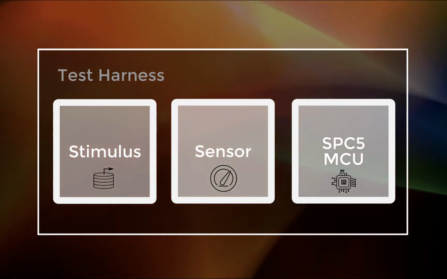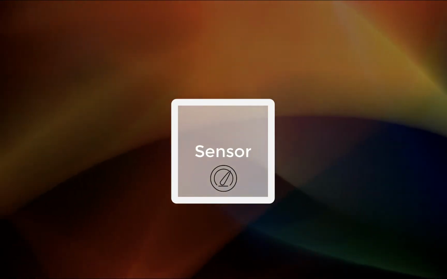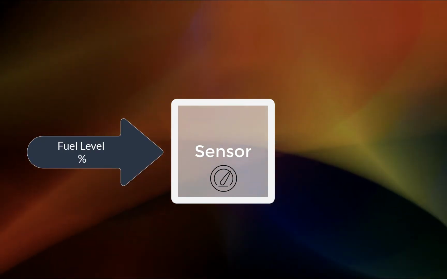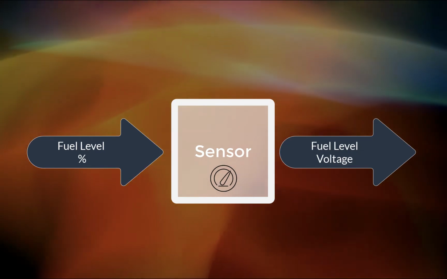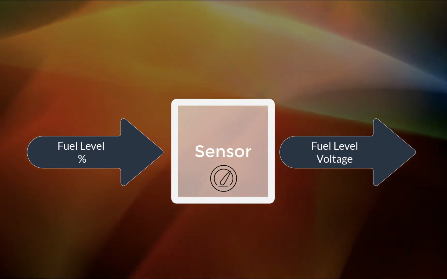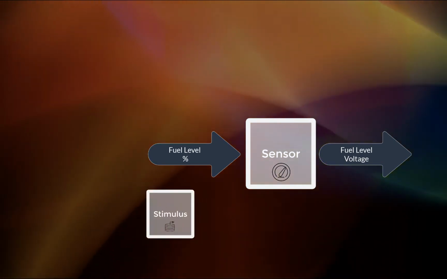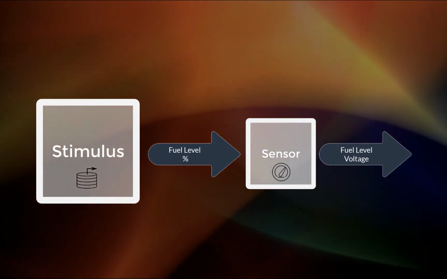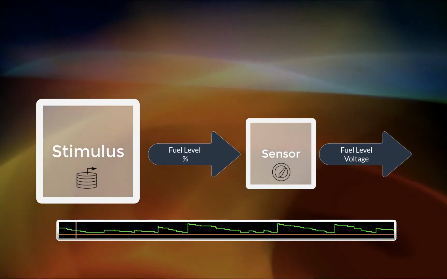To keep our system simple, we will create a sensor that takes as input a percentage of how full a fuel tank is, and outputs the same value after being scaled to a voltage with a capacity of 5 volts. Driving the input of the sensor will be a stimulus model representing the level of the fuel tank. Over time, this will decrease in a random fashion, and when it reaches empty, it will be refilled.